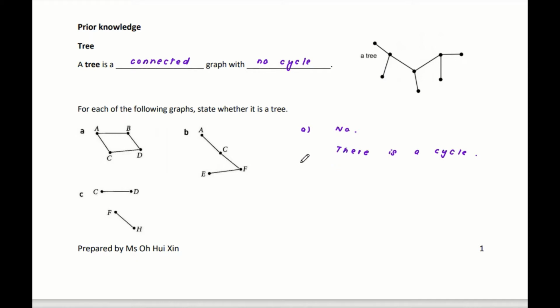Then after that, part B. Is this a tree? You can realize that A, C, E, F, they are all connected to each other, right? And there's no cycle, so yes, it is a tree. Okay, C. You realize there's no cycle inside this graph, but you realize that CD and also FH are disconnected from each other. So that's why the answer is no. The reason being is it is not a connected graph. All right, so that's the idea. I hope that is quite easy.